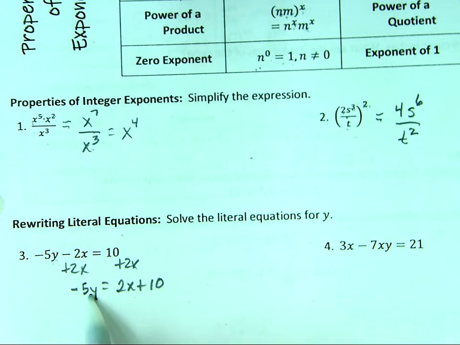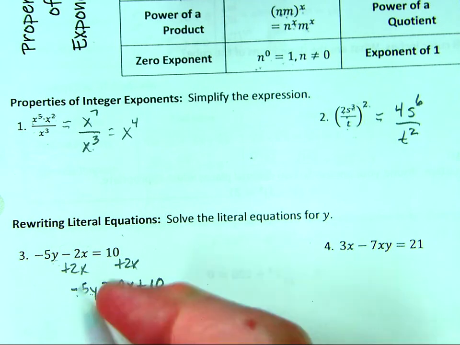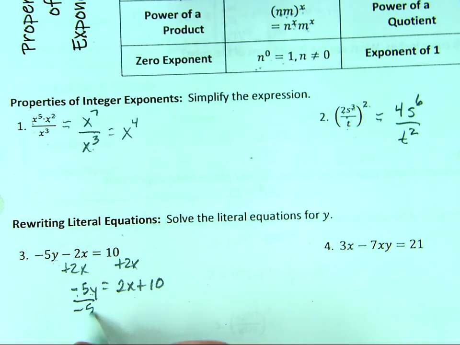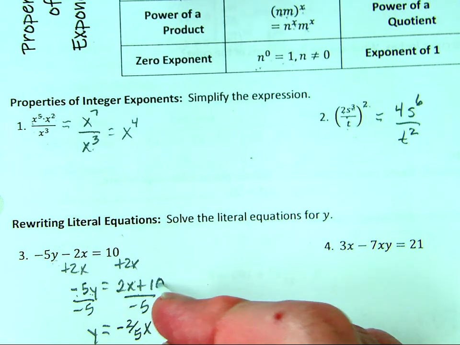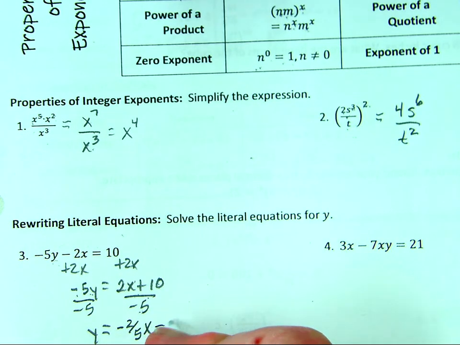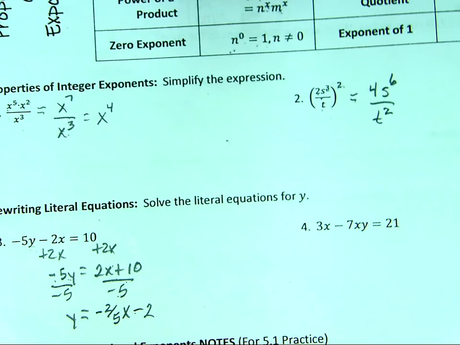Now we need to get rid of the negative 5. Since that's y times a negative 5, we're going to divide everything by negative 5. So now we're left with just y like we want. On the other side, we have 2x over a negative 5, which is just a negative 2/5 x. Then we have 10 divided by negative 5, which is a negative 2. Do this a lot with linear equations.